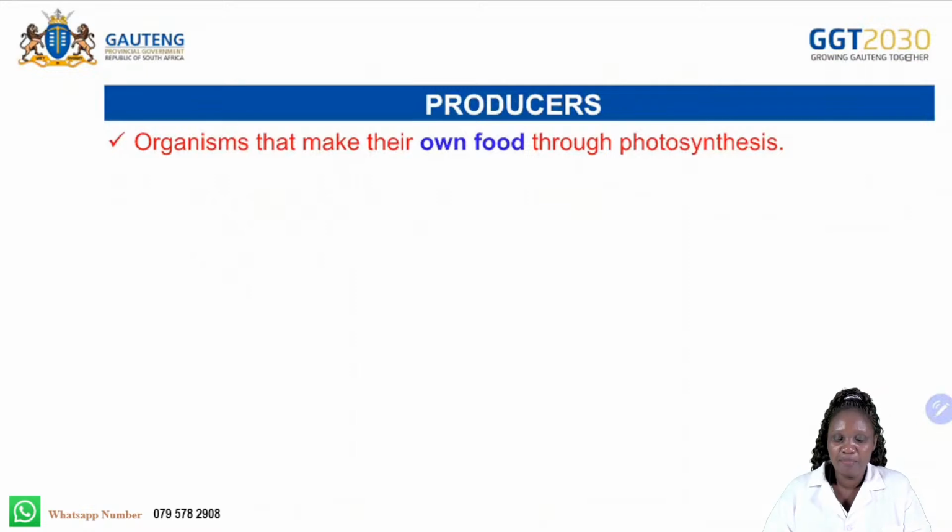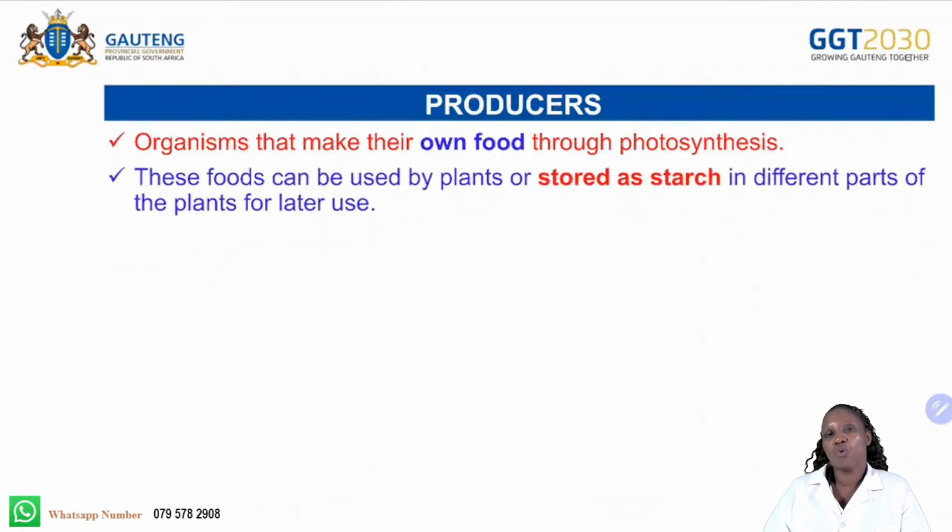Organisms that make their own food through photosynthesis. These are called the producers. These are plants. Plants make their own food through photosynthesis. You still remember what photosynthesis is. We will be talking about the sun because the plants need sunlight from the sun and also water from the soil and the carbon dioxide from the atmosphere. Then the plants will make their own food. They'll produce their own food.